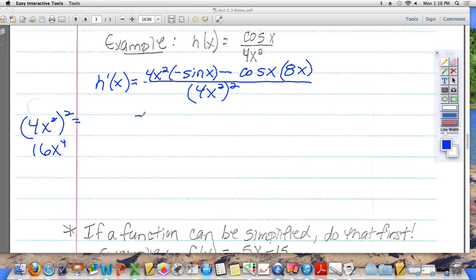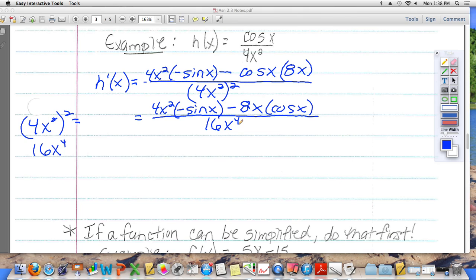So I'm going to keep going here. We have 4x squared times negative sine of x. And the only reason I'm doing this right now really is so that I can get that 8x out front, because I just think it's a little bit easier to recognize something here in just a minute. And on the bottom, I have 16x to the 4th power.